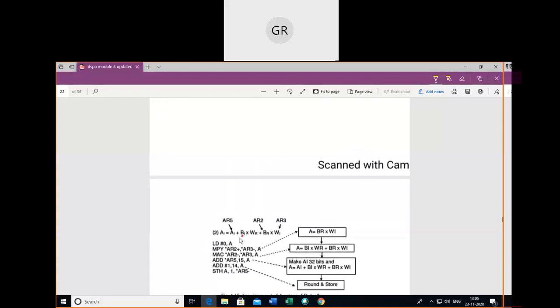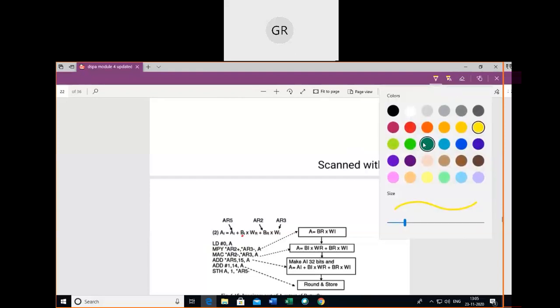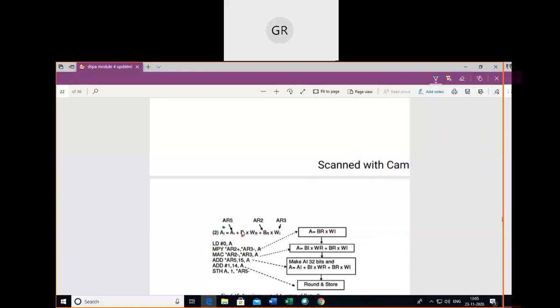Now we can consider AI dash. I'll change the color here. This one is AI dash. Already we know the equation: AI dash equals AI plus BI into WR plus BR into WI. Here for the imaginary value, AR5 minus BR, AR2 plus, AR3 minus, AR3 plus, BI means AR3, AR2 minus.